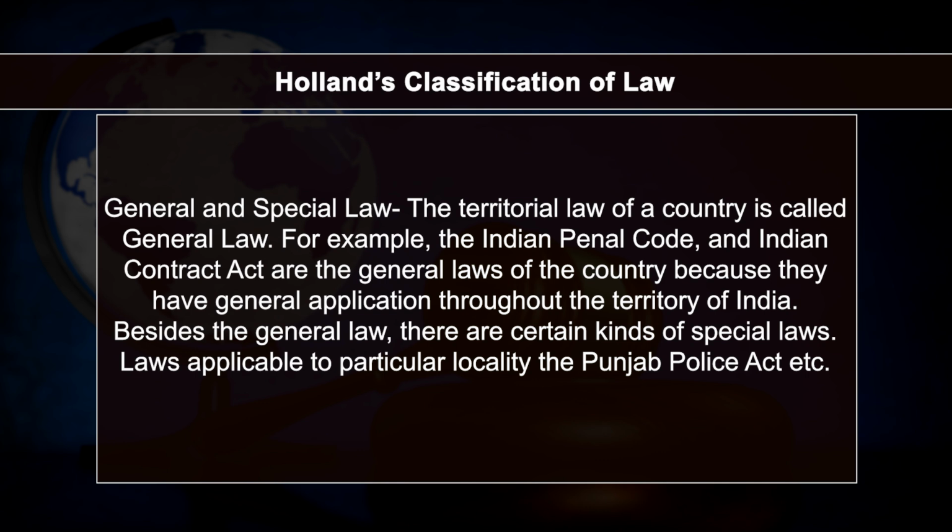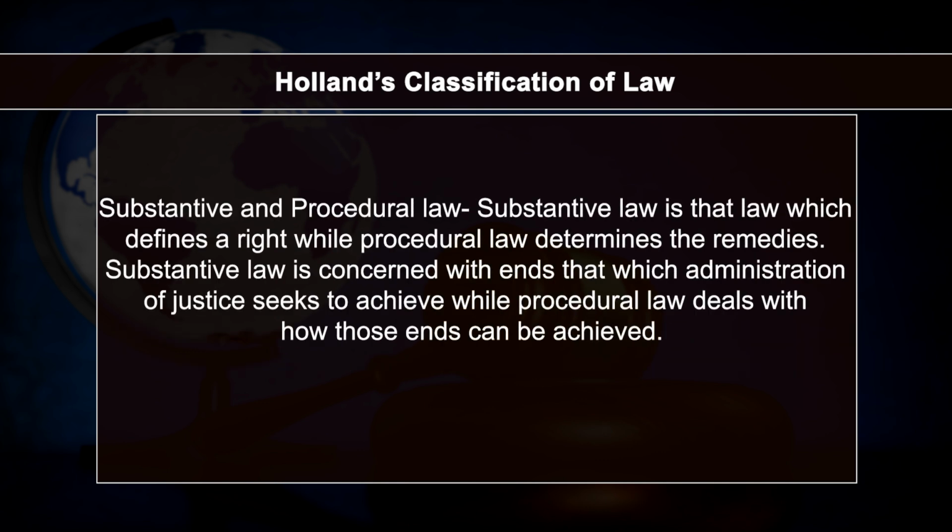Besides general law, there are certain kinds of special laws. Laws applicable to particular locality, like Punjab Police Act, etc. Further, substantive and procedural law. Substantive law is that law which defines a right, while procedural law determines the remedies. Substantive law is concerned with the ends which administration of justice seeks to achieve, while procedural law deals with how those ends can be achieved.